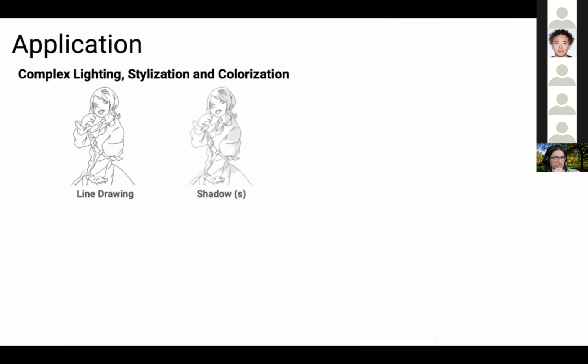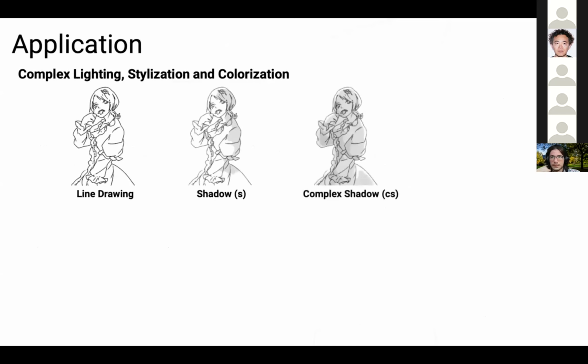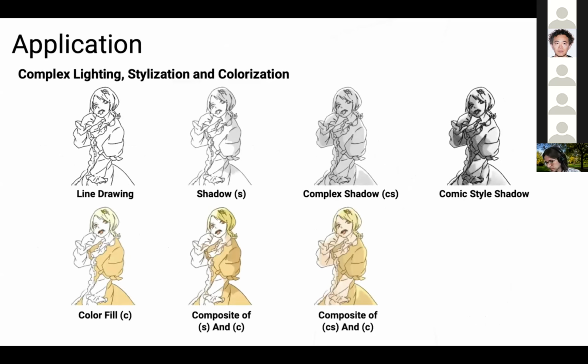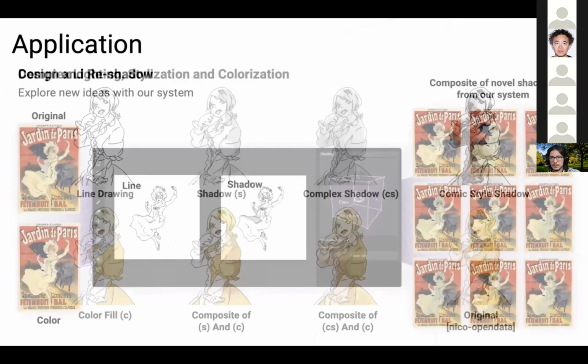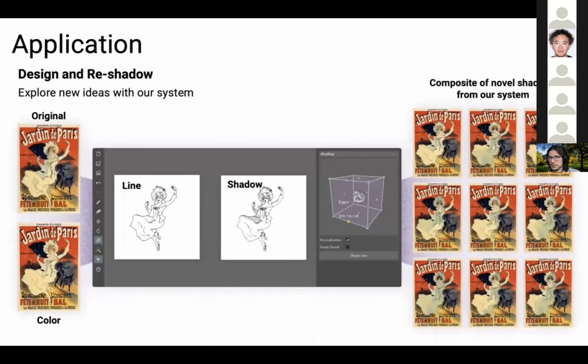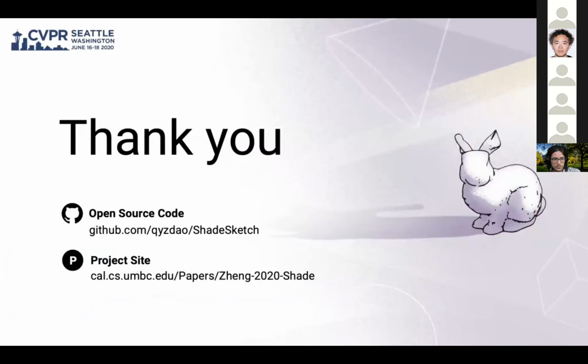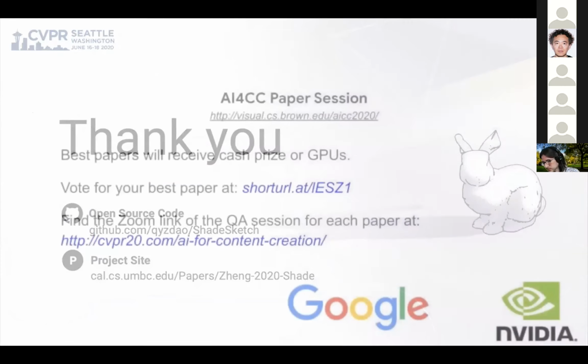Last but not least, since our output is pure shadow, it is easy for artists to customize their own artworks, like shadows in complex lighting sources, toned shadows in comic style, and concatenating colored line art with shadows. The last image is the original art drawn by an artist. This is another example of our shadowing system applied to reshadow the artistic line drawings. Thanks for your time. Please refer to our GitHub repository for the dataset and code.